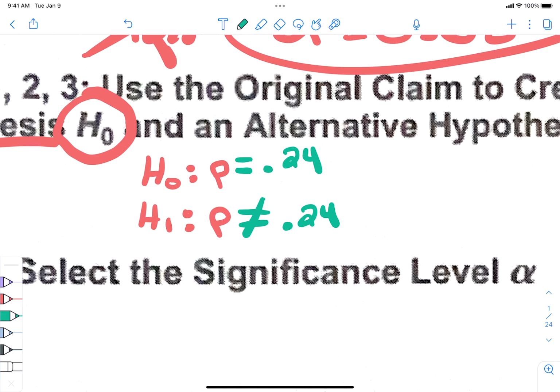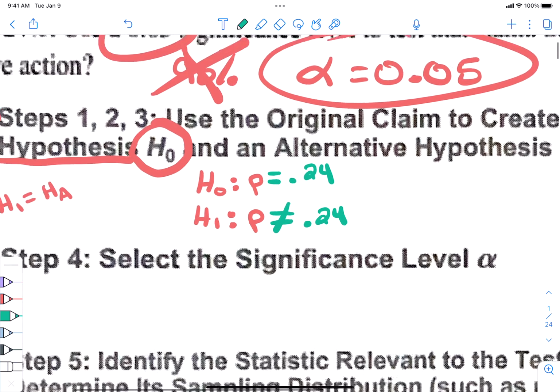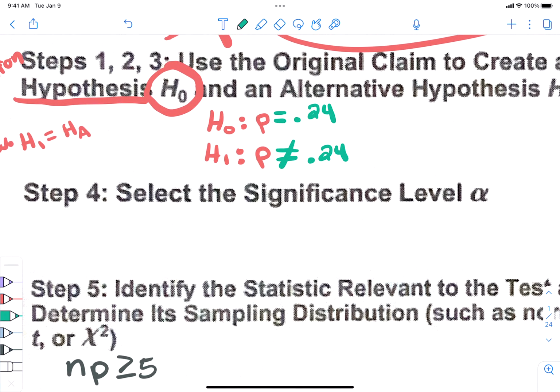Null alternative hypothesis. Your null hypothesis will always be equal to. All right. Select the significance level. Step 4. What do we got? 0.05. Alpha is 0.05, right? Which we said is kind of the same thing as 95% if we're looking on that Z chart, right? Looking at the Z chart is kind of like using 95%, okay?